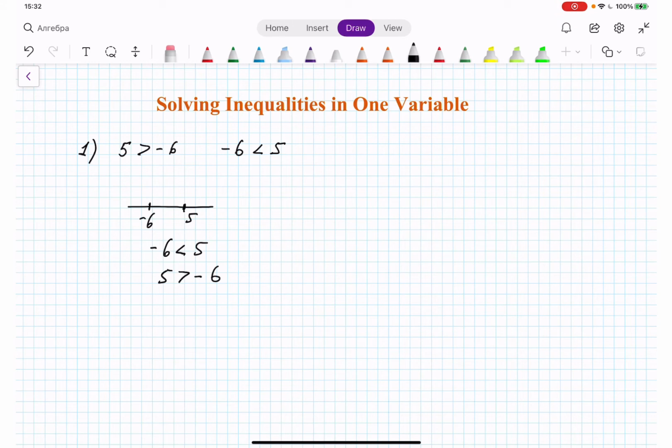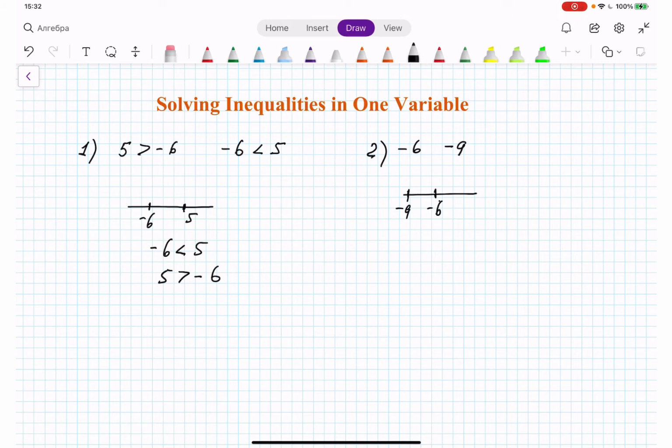Okay? Question number 2. So we have negative 6 and we have negative 9. What sign would you place there? Greater or less? This is negative 6. This is negative 9, right? It's going negative 6, negative 7, negative 8, negative 9.